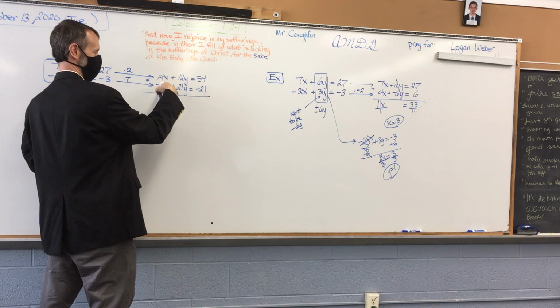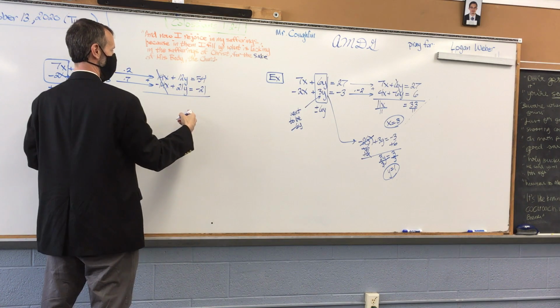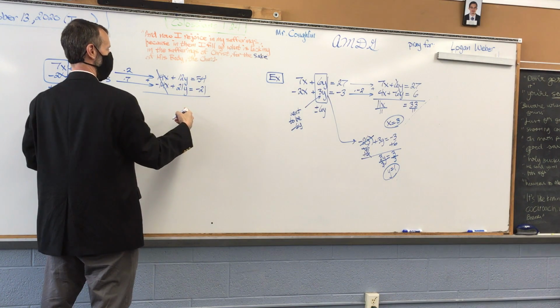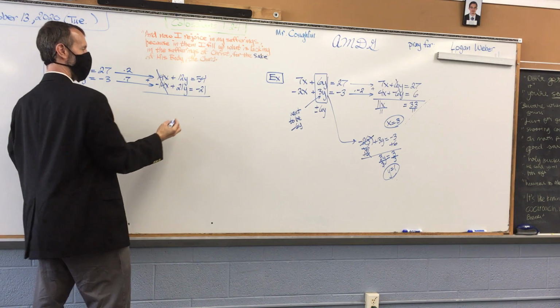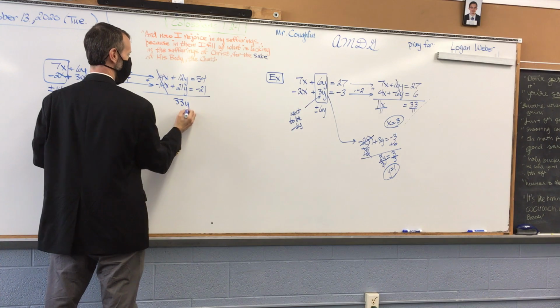What happens with 14x plus negative 14x? So it cancels. It's negative 9y. Wait, these are both positive. So it's positive 33y. Yeah, 33y equals 33.